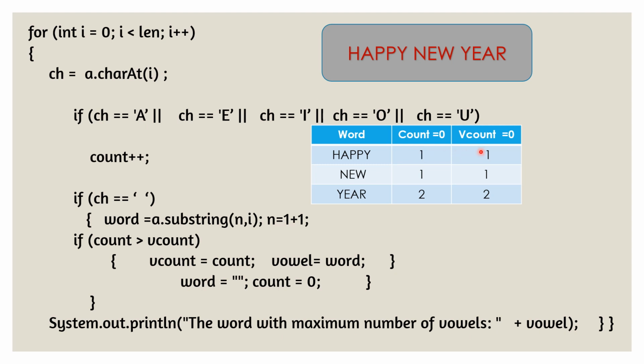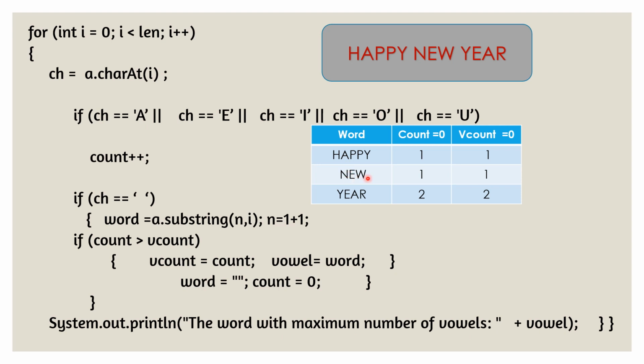The variable vcount we have declared as 0 in the beginning. So first, 1 is greater than 0. If count is greater than vcount, then vcount is equal to count. That means whatever number is in count will come to vcount, and vowel is equal to word. The variable vowel will have the word "happy".